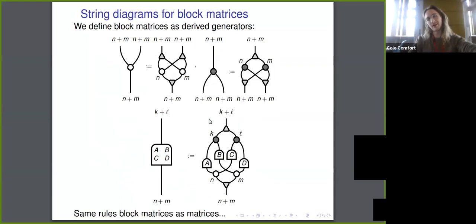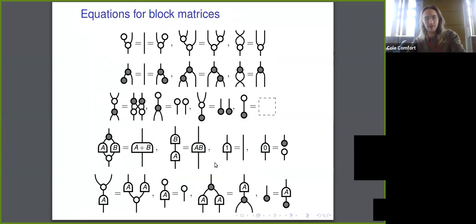Except now it's all thickened, so there's multiple wires going together, and these aren't just scalars, these are matrices. And then if we thicken all of the axioms for matrices, then we can derive these equations which block matrices also satisfy.